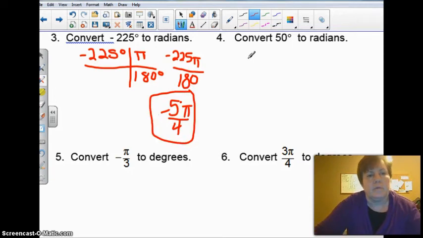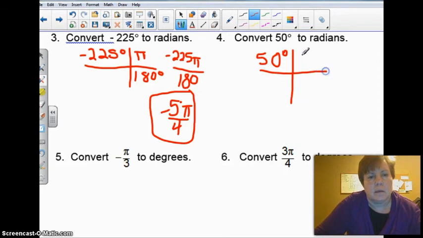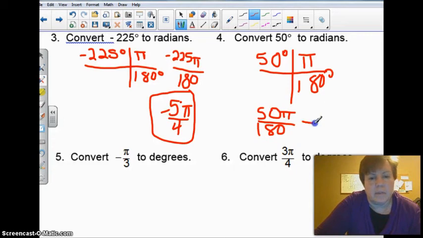Okay. So if we were going to convert 50 degrees to radians, we're going to start with 50 degrees, and we're going pi to 180. So again, we'd have 50 pi over 180. Use our great reduction skills, and we get 5 pi over 18.